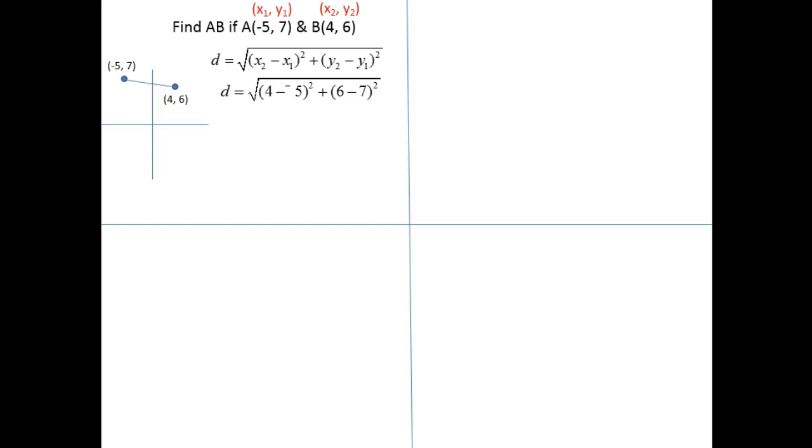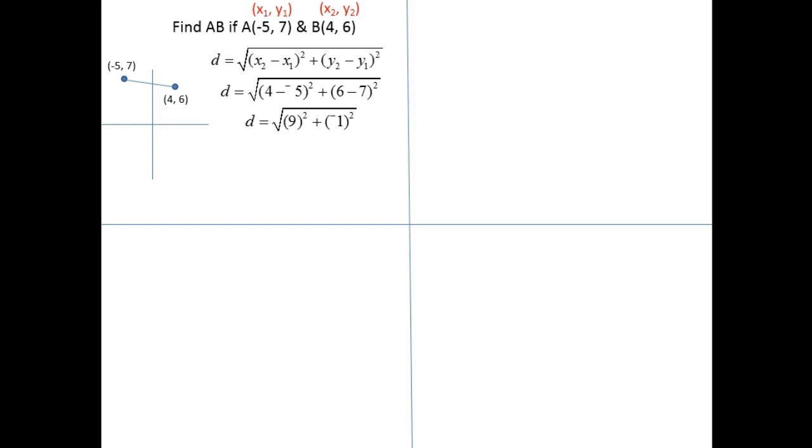Then you have to be able to add and subtract positive and negative numbers correctly. So when you're getting the distance formula wrong and you're getting frustrated, don't be hating on the distance formula because you're the one that's messing up on the signs. It's not the distance formula that's difficult. What's 4 minus a negative 5? 9. And then 6 minus 7, negative 1. All right, so I get the square root of 9 squared plus negative 1 squared. What's 9 squared? 81. And negative 1 squared is 1.